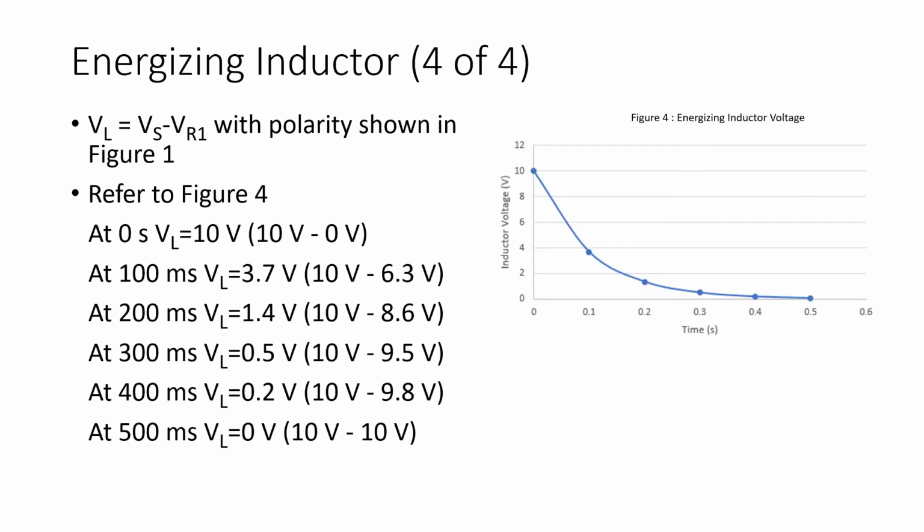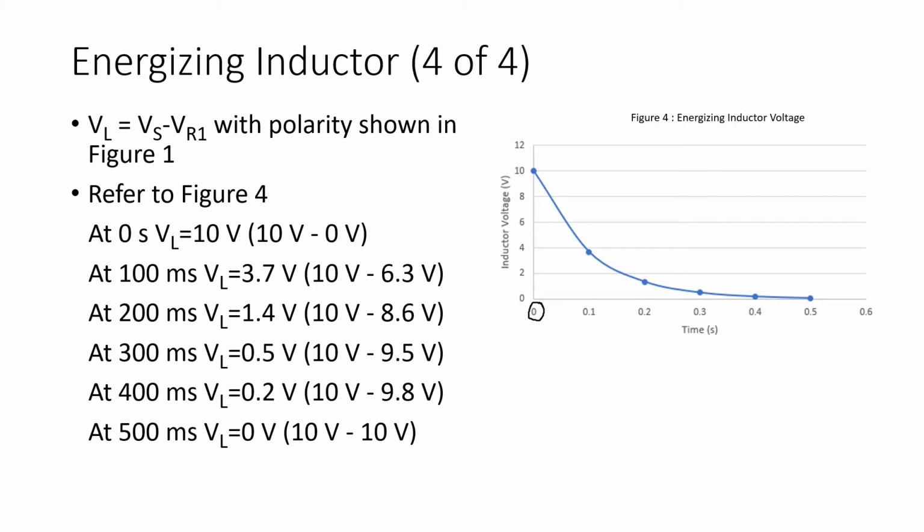Now, in figure 4, we see a plot of the inductor voltage as a function of time. And mathematically, VL equals V source minus VR1. So at time 0, the instant the switch is placed in position 1, the voltage across the inductor is 10 volts. Again, the induced voltage at that instant keeps the current at 0. So VL has to equal VS.